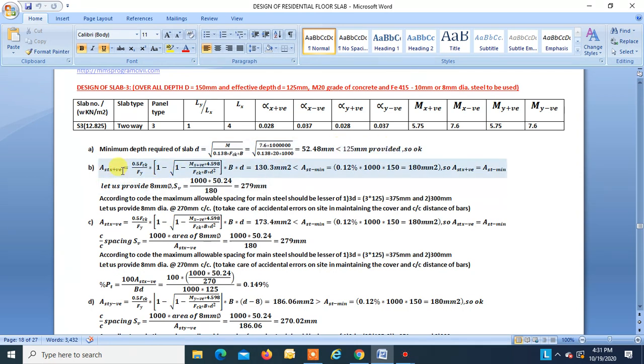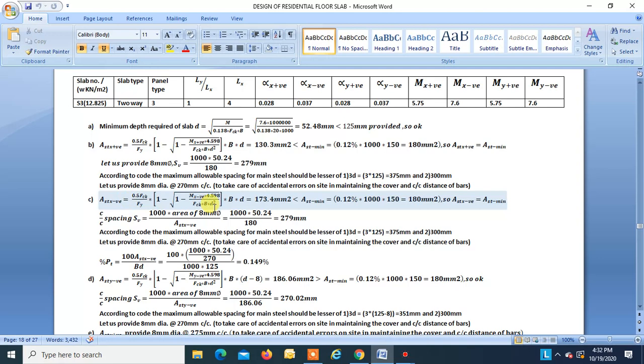AST X positive is found to be 130.3, which is less than AST minimum. Required is 180, so we have to take AST X positive as AST minimum. So spacing required is 279, which is less than 300. This is 375, this is 300, lesser of these two is 300. So this is less than 300, so it is okay. So let us provide 8 dia bars about 270 center to center.